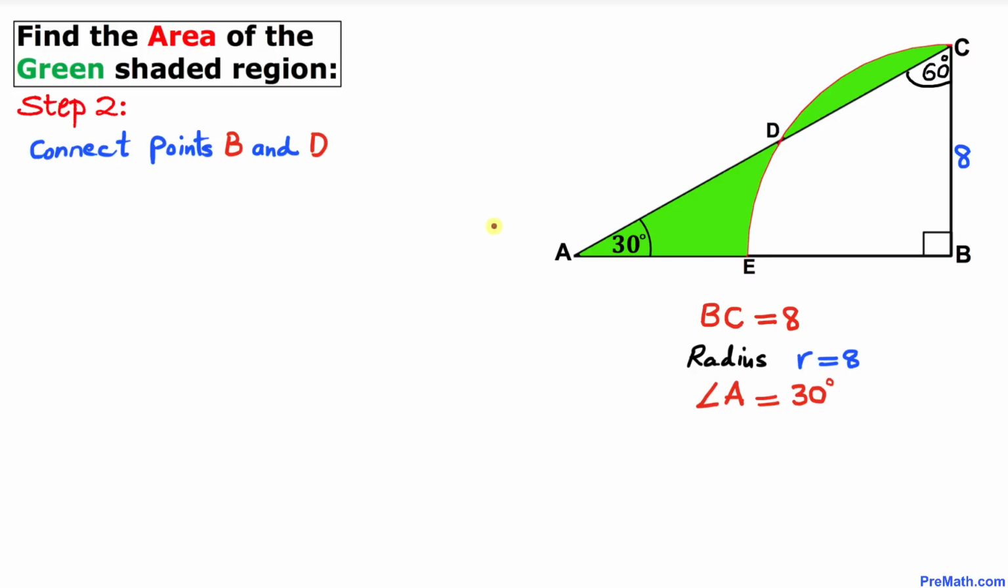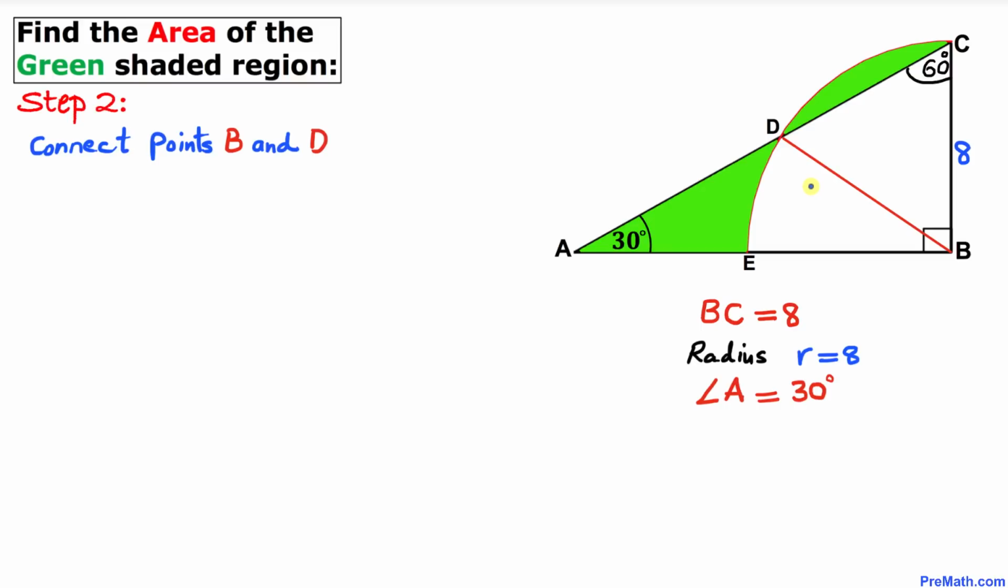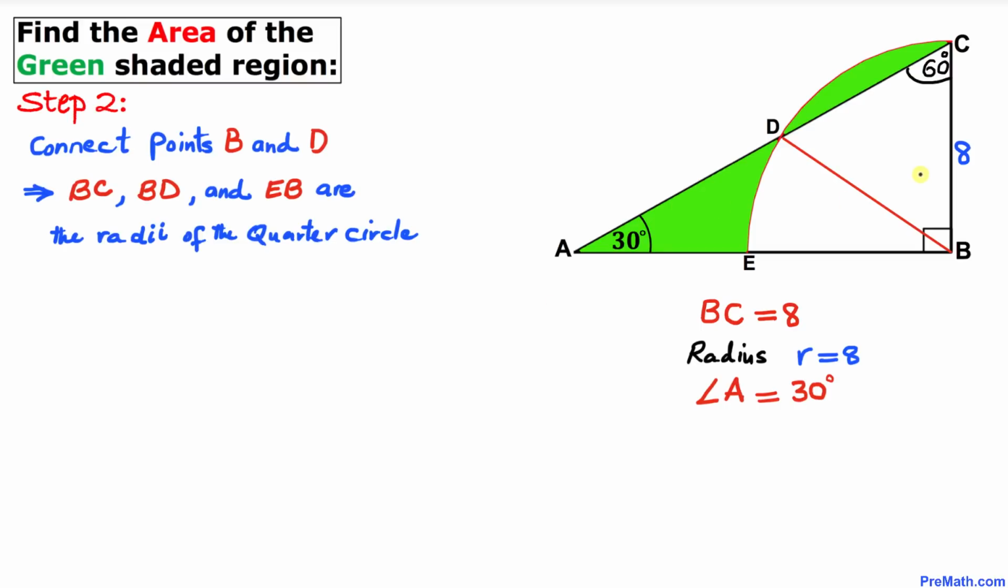And here's our next step. Let's go ahead and connect these points B and D. And here's our much nicer looking diagram. Now we can see that BC, BD, and EB are the radii of this quarter circle. Therefore, we conclude that side length BC is equal to line segment BD and line segment EB.